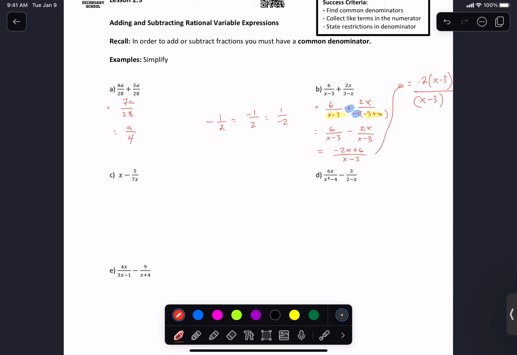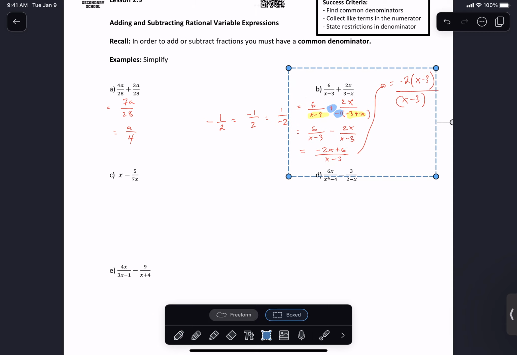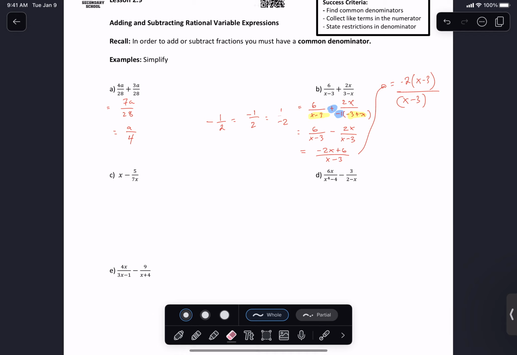So, what's the restrictions? x cannot equal positive 3. Okay, but what else can I do? Is that fully simplified? Good. You could take out x minus 3, and they divide out. So your answer is going to be -2, where x can't equal 3.